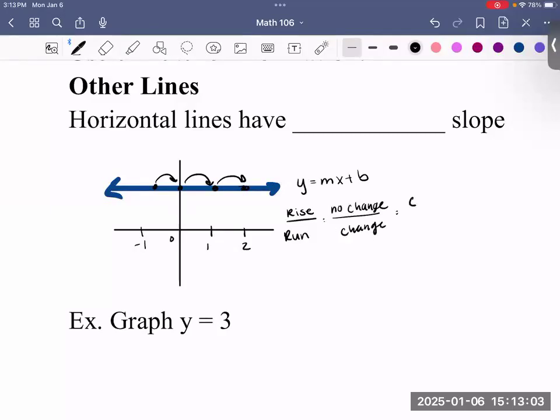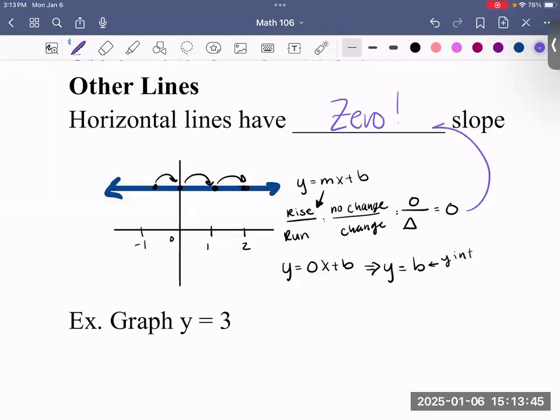So no change we could express as 0, and we'll just say change is delta, right? But no change means that it's got to be 0. So 0 divided by some number, that's going to come out to be 0. So that means that your slope here, y equals 0x plus b, is really just y is equal to b, your y-intercept. So sorry, you're going to hear the cat. But this is your y-intercept. So horizontal lines, what do we know about their slope? Their slope is 0.